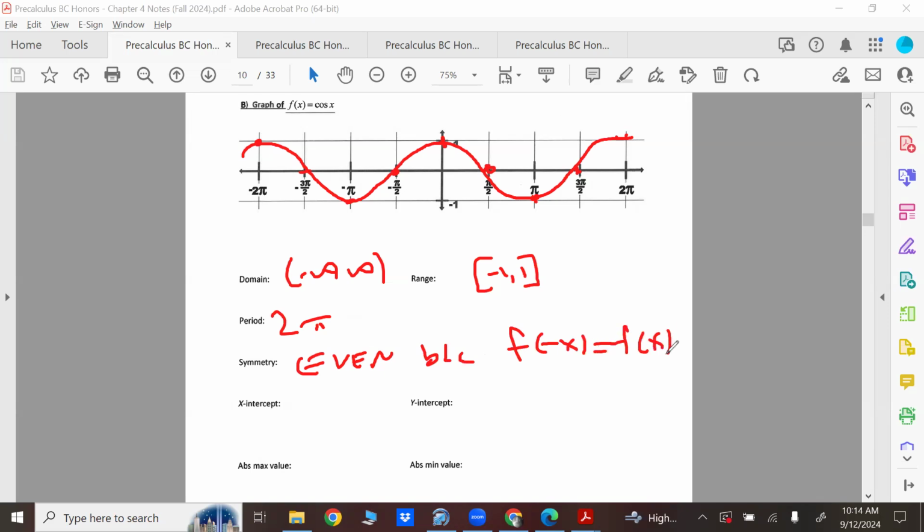If I do cosine of 3 pi over 4, it's the same thing as cosine of -3 pi over 4. X-intercepts, y-intercept, we'll just get that out of the way. That's 0, 1. Max value is 1, min value is -1. Duh, you know that. X-intercepts, how do you think I could write that? What do you think would be an appropriate way of writing that?